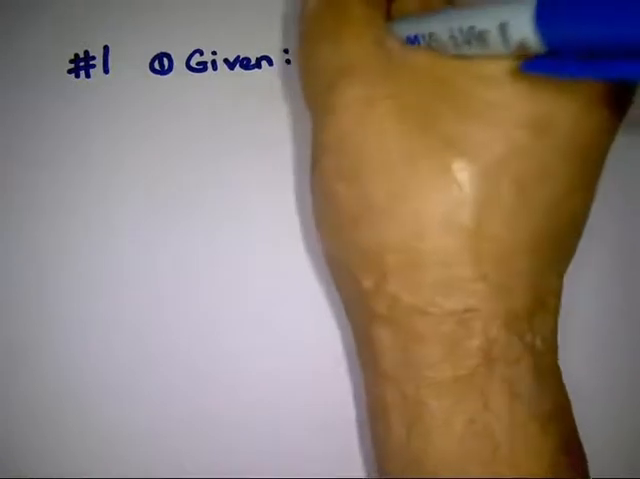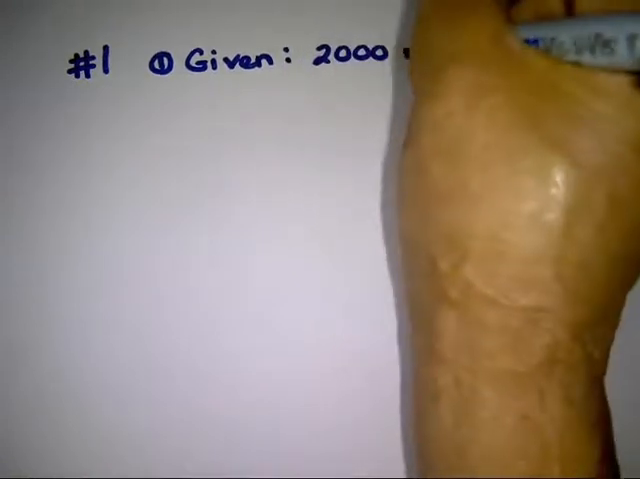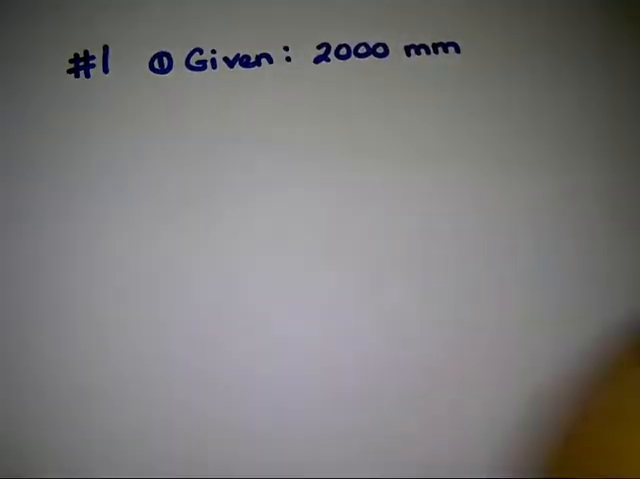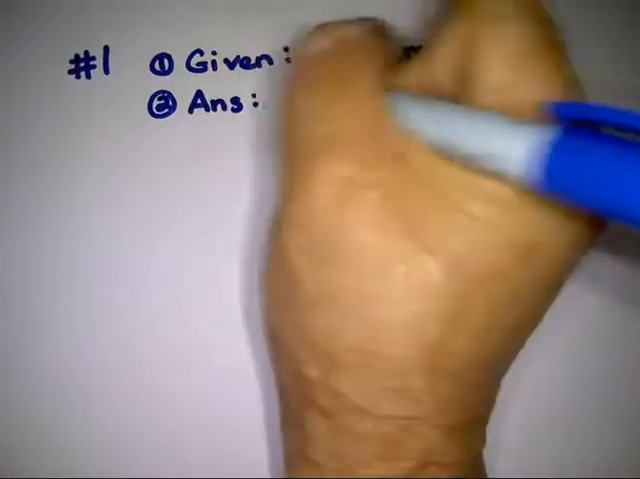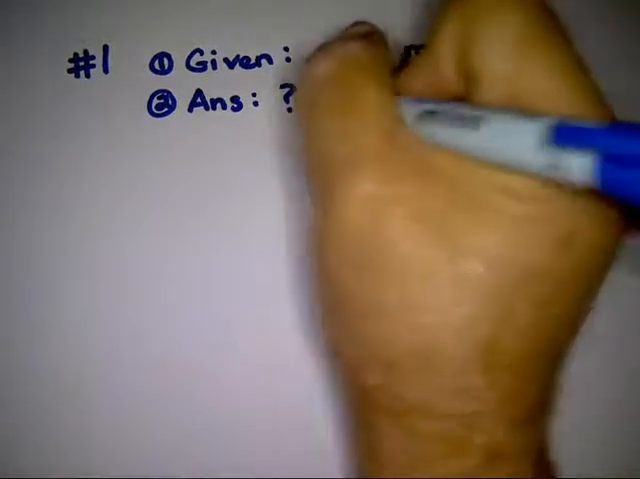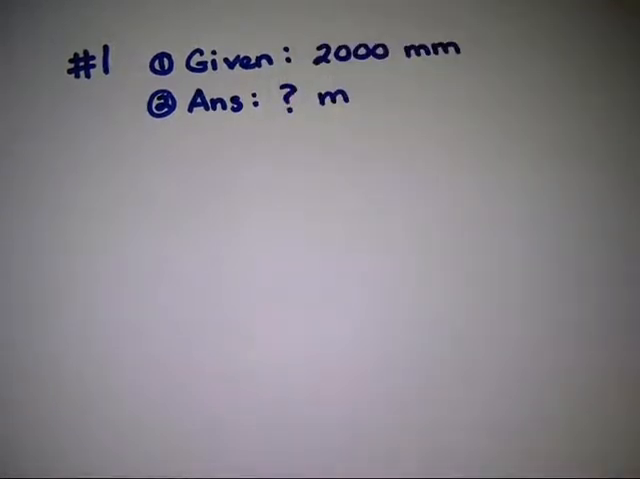There are how many meters in 2,000 millimeters? So the first step in our 5-step method is just to identify the given. As always, I'm going to write down given, and my given is 2,000 millimeters. Second step is identify the answer, and my answer that I'm trying to look for is how many meters.